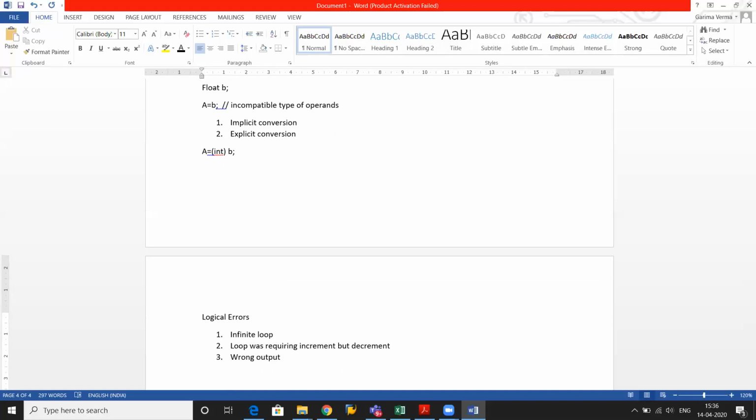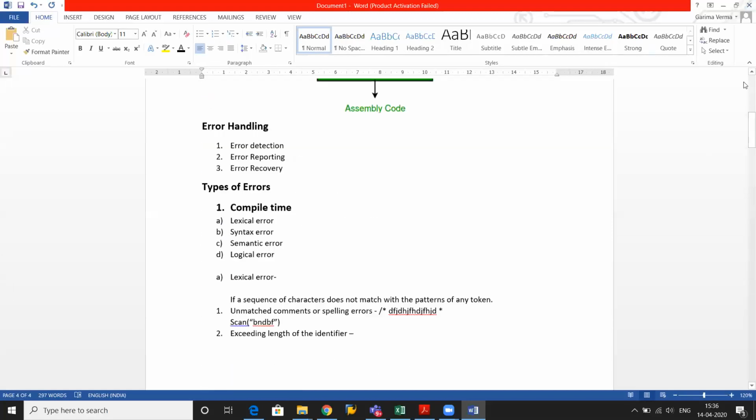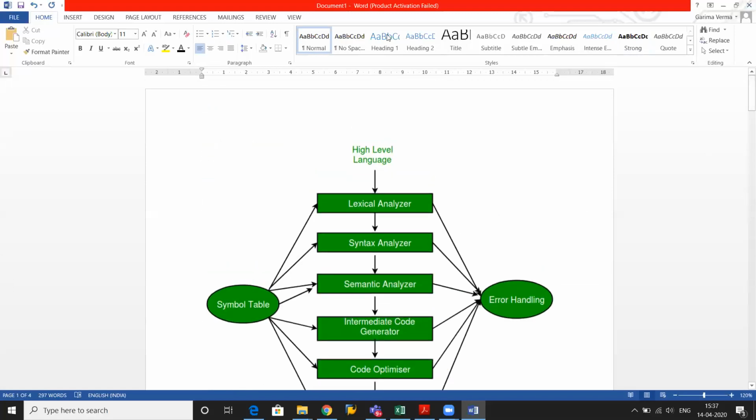So this is all about the error handling phase of the compiler. If you have any confusions, then you can raise your queries.